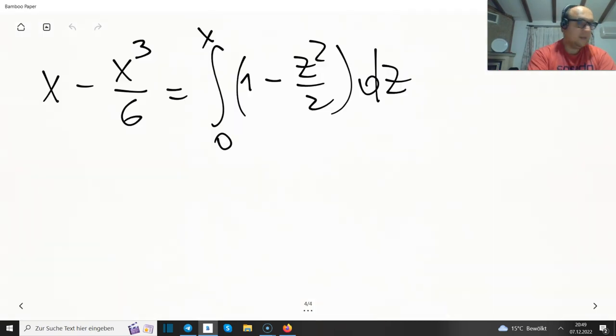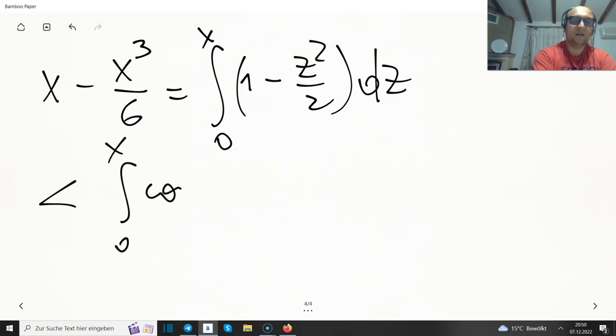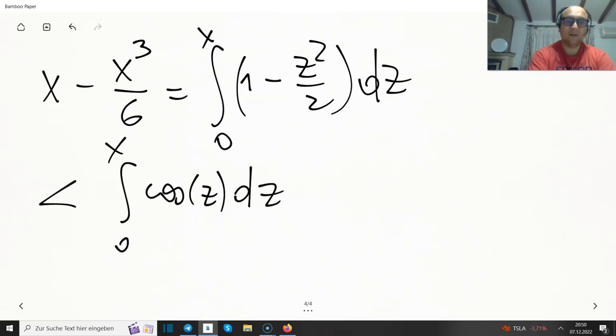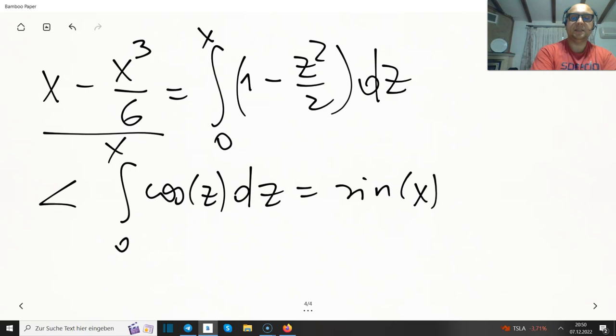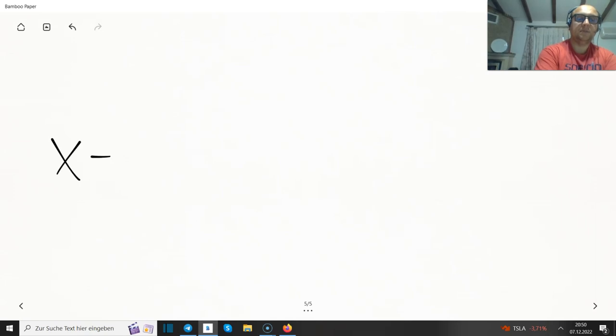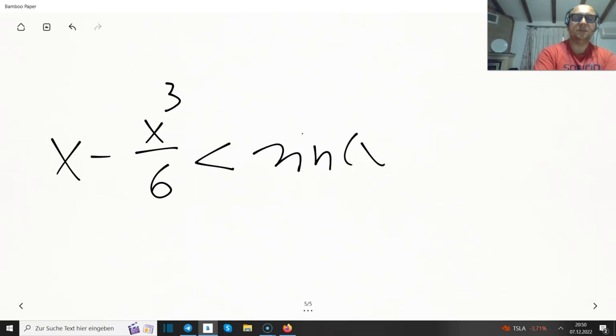So we are here having it less than the integral from 0 to x of the cosine of z dz. And this one, as we know, is the sine of x, right? The original function of the cosine is sine, put x is x, 0 is 0, we've done it. So we proved that this one is less than the sine. And what did we prove in general? We proved that x minus x cubed divided by 6 is less than the sine of x, which is itself less than x, for x greater than 0.